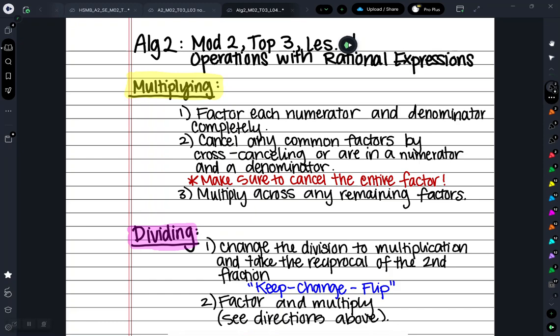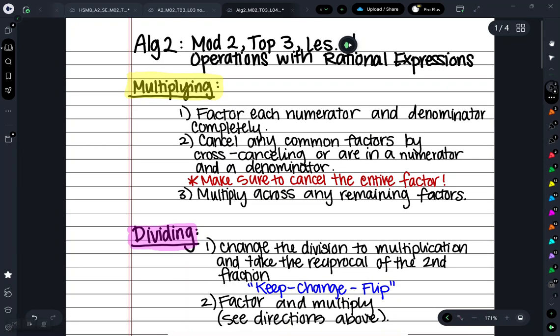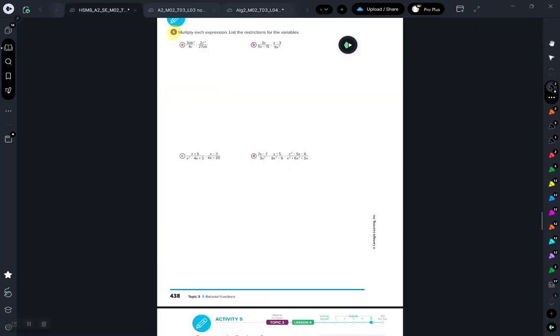All right, so let's go to your book. Specifically, we're going to go to page 438 and look at number 6. I am doing the lesson out of order. We're going to start kind of near the last half with the multiplication and division first, and then we'll go back and do the addition and subtraction.